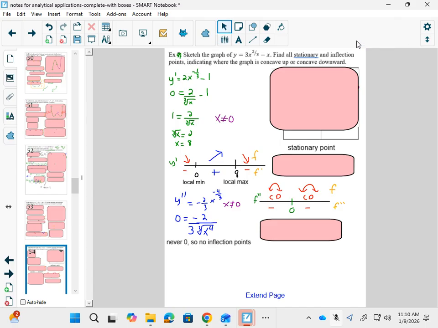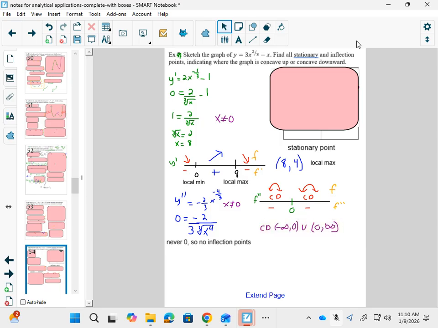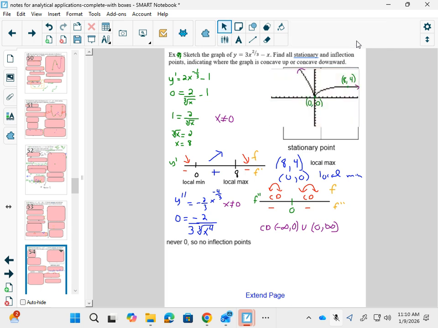And if we actually want to find that point, 8, 4, and technically I would also find, plug in 0, and I'm going to get 0 minus 0. 0, 0 as my local min. And it actually has a sharp point, a corner or a cusp at 0, 0.